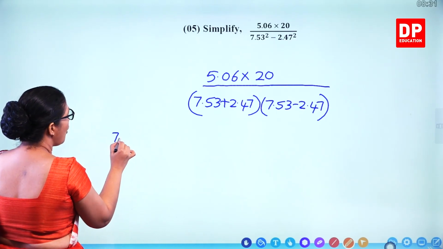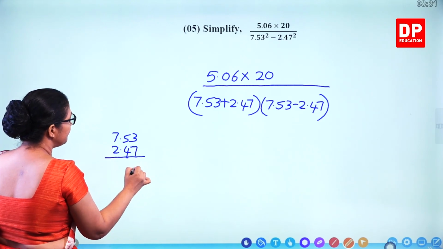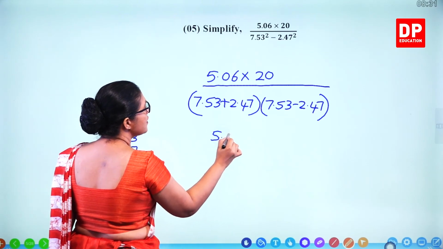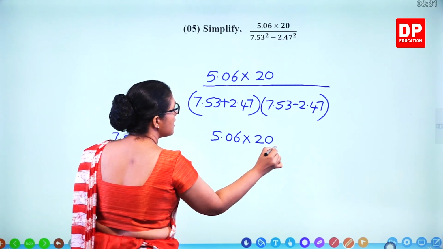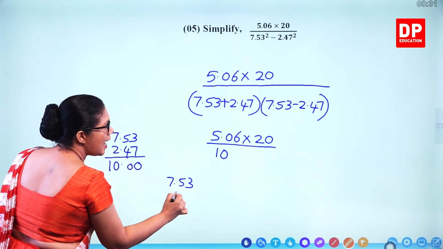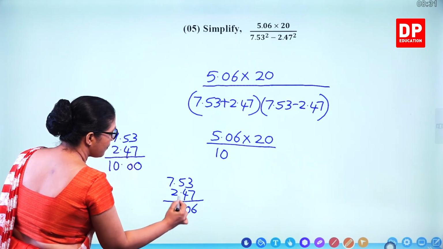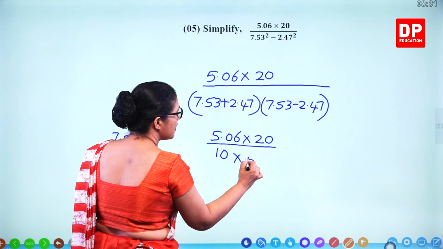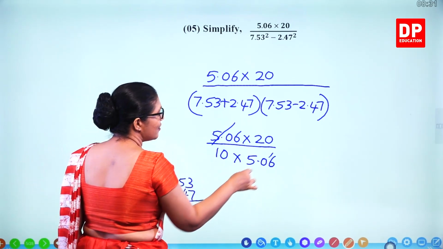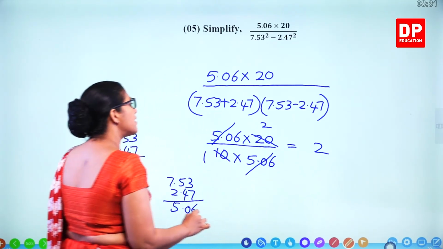So 7.53 and 2.47, when you add it, that's 10. So 5.06 into 20 divided by 10. What's the subtraction? 7.53 minus 2.47 is 5.06. Now look at this one. Same value. You can cross it out. 10 times 1, 10 times 2. So the answer is 2.